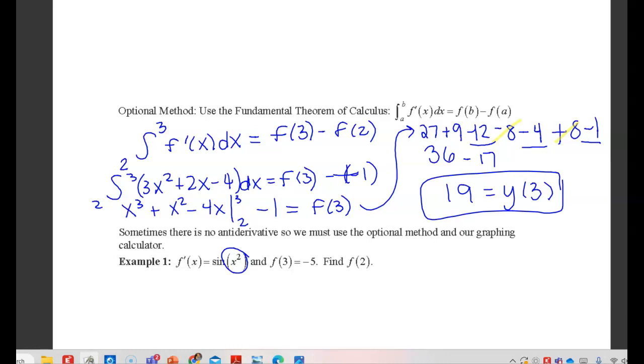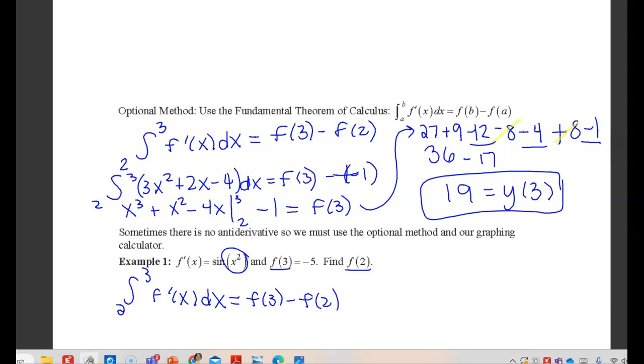So it says find f of 2. So what I would do is set up my integral again. We have 3 and 2. So again we're evaluating from 2 to 3 of f prime of x dx. And again, it would be f of 3 minus f of 2. So you have to manipulate your equation so that you know what goes where. Because this is the one where you work backwards, right? Because f of 2 is the second value and f of 3 is the first value.